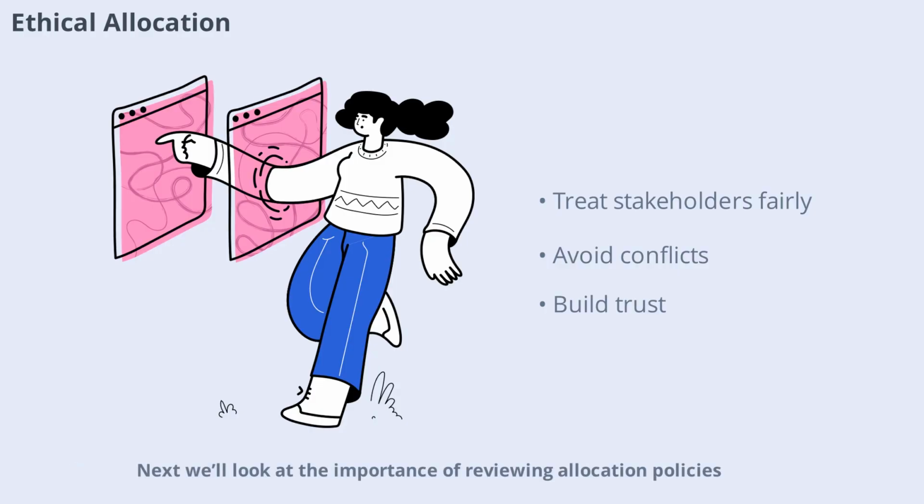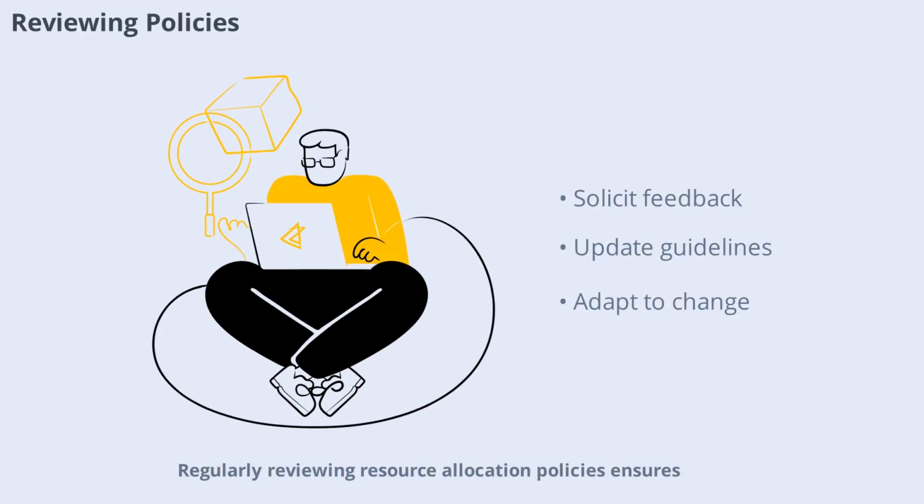Next, we'll look at the importance of reviewing allocation policies. Regularly reviewing resource allocation policies ensures that they remain relevant and effective. This process involves soliciting feedback, analyzing outcomes, and updating guidelines as needed. Policy reviews help organizations adapt to changing circumstances and incorporate best practices. By keeping policies up to date, you support consistent and fair allocation decisions.